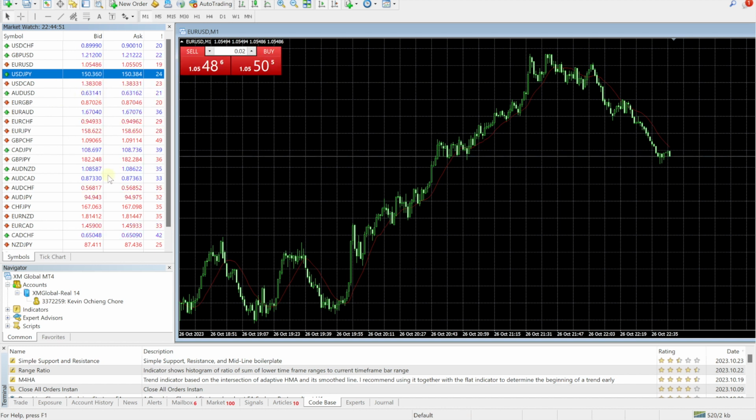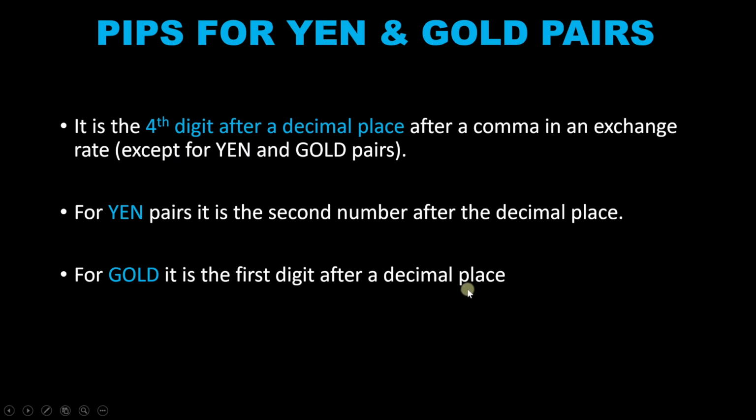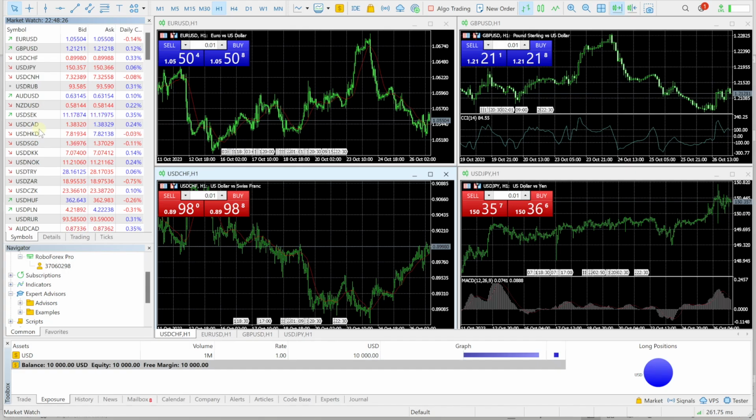But I just want to show you here before we go on. It's just the same thing with gold pairs. So before we come to the gold and yen pairs, I just want to show you something here, so you understand what I'm saying. Any other pair, we see that we have five digits here, and we have 5 here, we have 5 here, we have 5 here. So any other currency apart from the JPY has 5 digits. Any pair with the JPY, we have 3 digits.